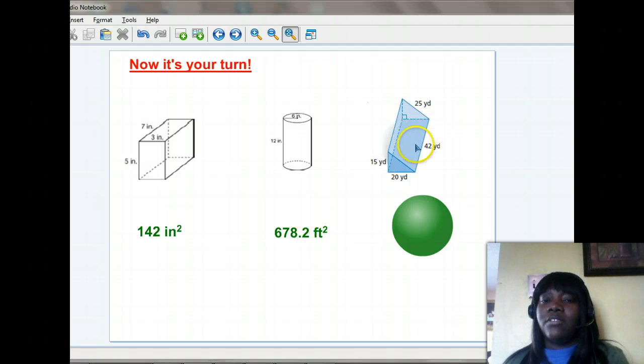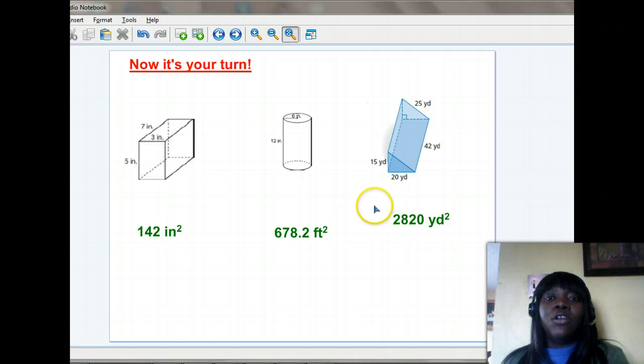And for this, what's the name of this one? What's the name? Okay, good. Triangular prism. So the area here will be 2,822 square yards. Do not forget your units. Again, if you make any mistake, go back and check your calculations.